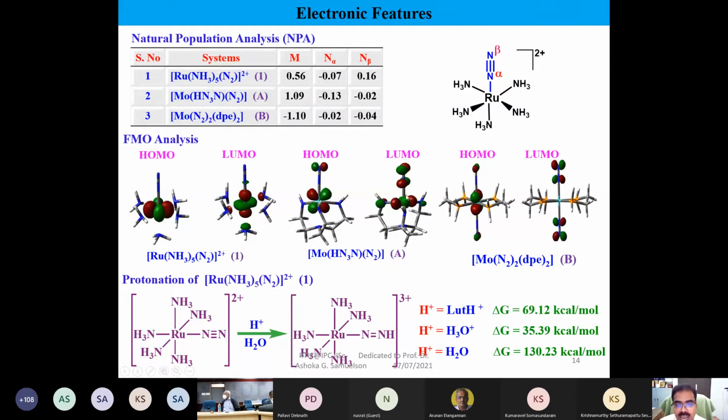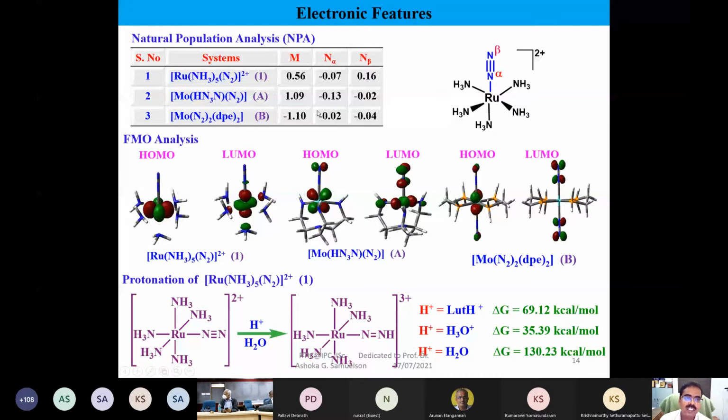Now, if we go for a reduction, again, the LUMO here has a contribution from dinitrogen, and in the Chatt complex also there is a contribution from dinitrogen. Thus when you add an electron, it can be distributed to the metal center and also to the ligand-centered orbitals. Whereas in this complex, it can go only to the metal center. So either a reduction or protonation won't affect the coordinated dinitrogen of the ruthenium complex, whereas in these two complexes, they can very well undergo any type of reduction or protonation reaction.